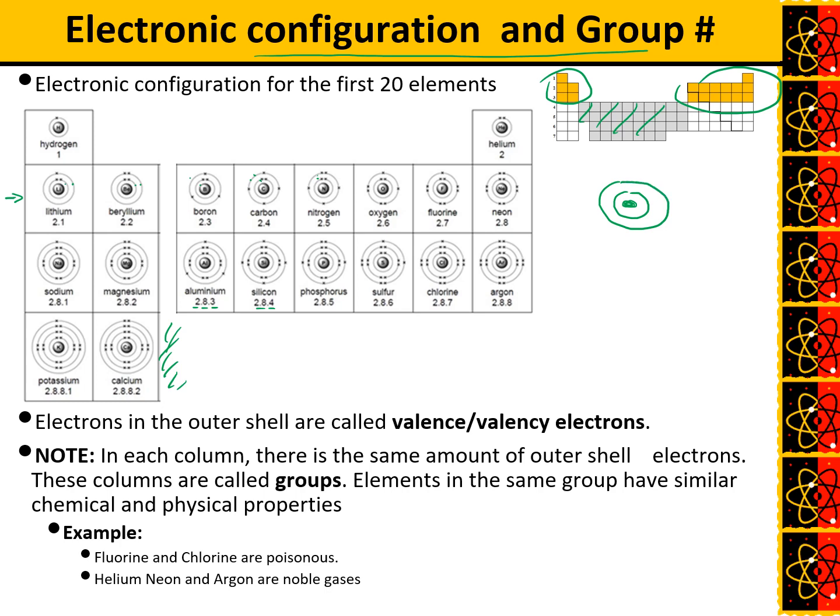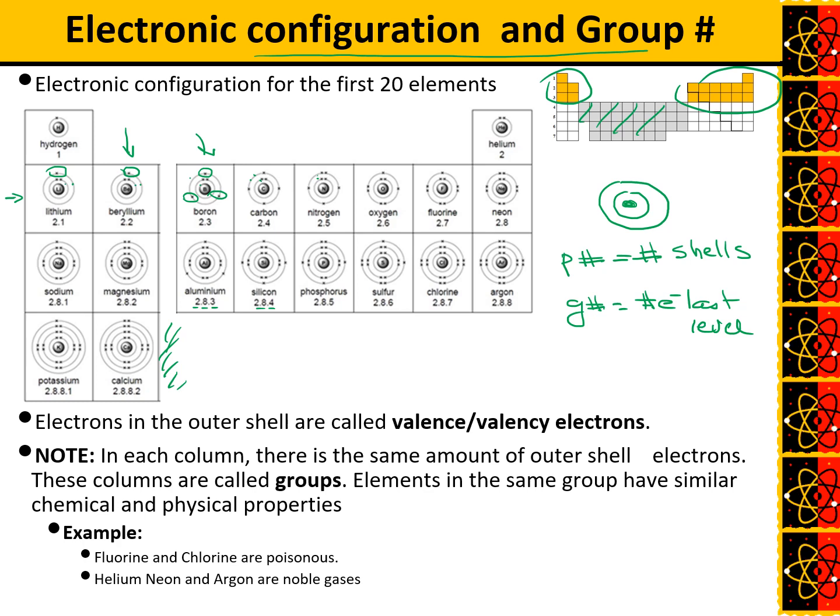And the amount of electrons is going to be determined by the group number. So in group 1, it has 1. In group 2, it has 2. In group 3, it has 1, 2, and 3. So the period number is the number of layers or number of shells, and the group number is the number of electrons in the last level. Okay? So each column has the same amount of outer shell electrons. The outer shell electrons are the electrons in the last level.